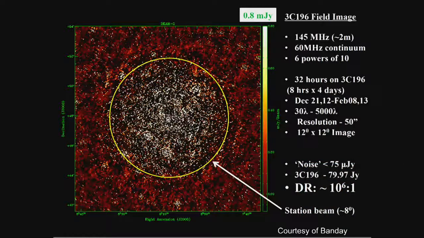This is a picture of a field of a number of degrees that has a dynamic range. You know what a dynamic range is? Yeah? It's the ratio between the highest point in the image and the lowest point, which is normally set by the noise. So it's your peak, your maximum signal. How many orders of magnitude do you cover in this image? The larger, the better. Here we have 6 orders of magnitude.